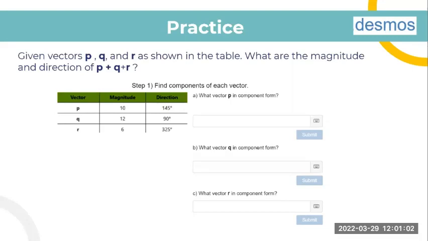So go ahead in Desmos and complete step 1. Step 1 is we need to find the components of each vector. And when you type in your answer and hit submit, it will pop up the correct answer so you can check your work as you go along.